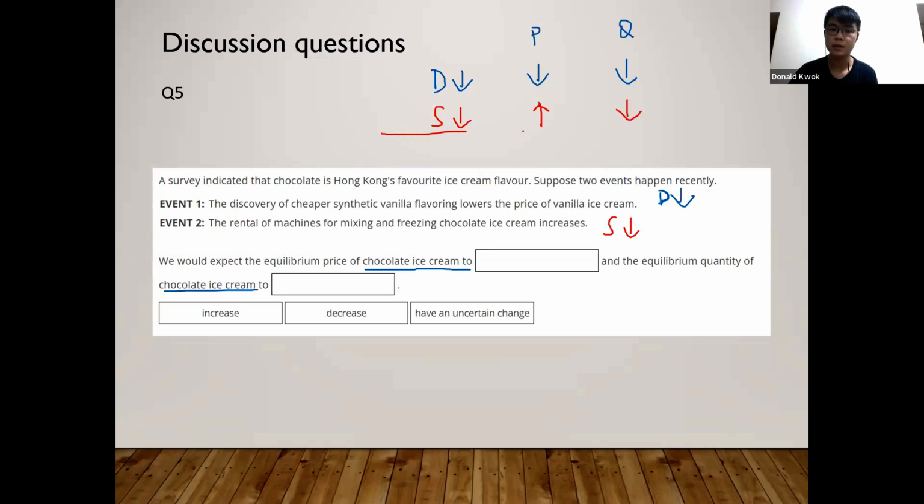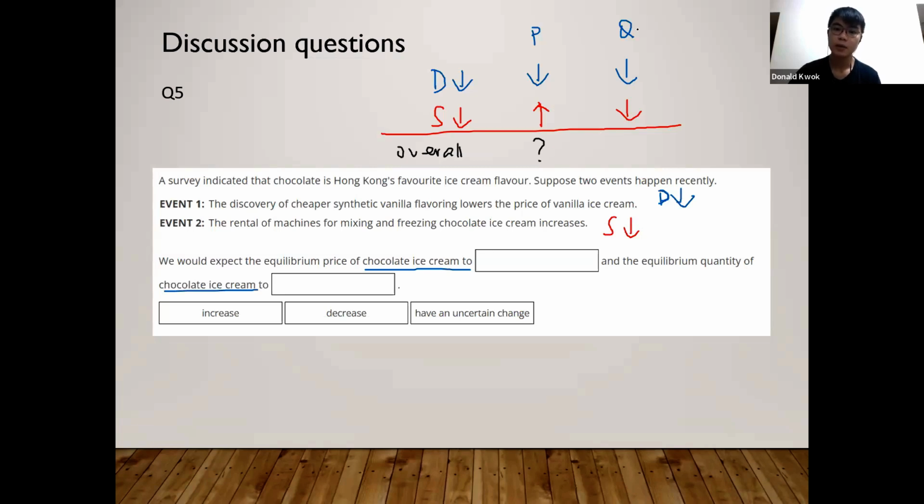And we are now ready to draw an overall conclusion to determine how the equilibrium price and equilibrium quantity of chocolate ice cream change. Right? So for the price, a decrease in demand would lead to a decrease in price, while the decrease in supply will lead to an increase in price. So one decreases while the other increases. So we are uncertain about the overall change in equilibrium price, and it depends on the magnitude of the shift.